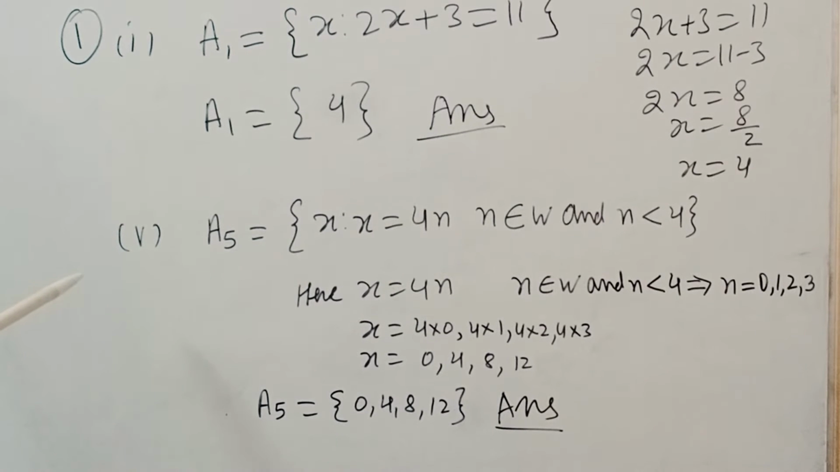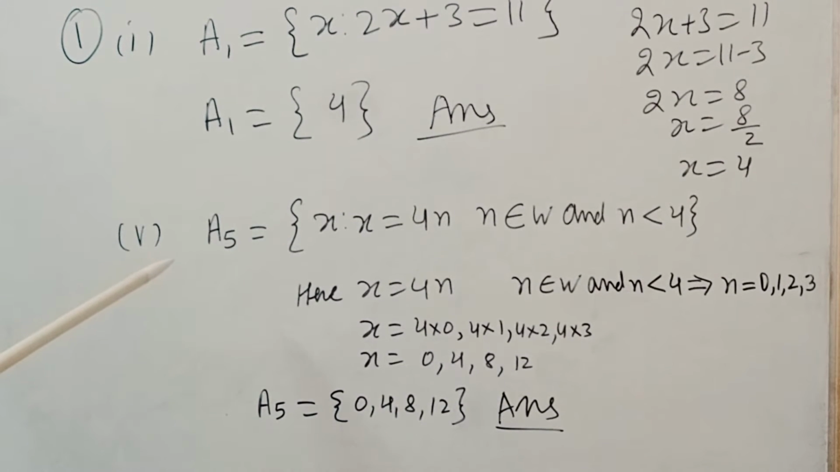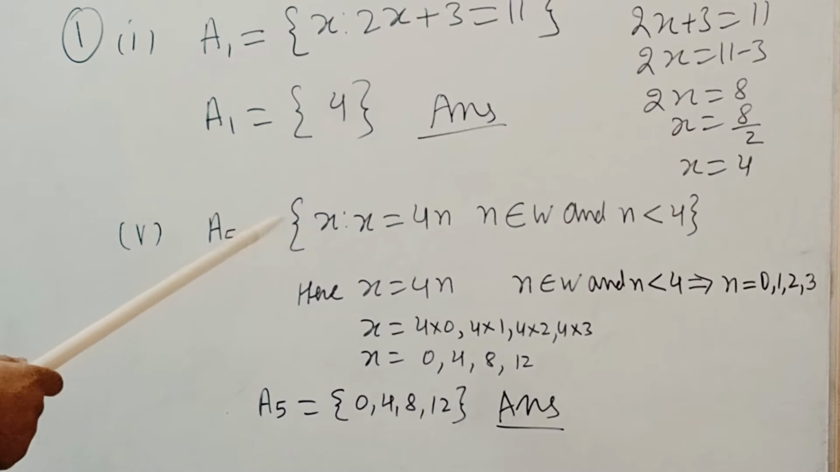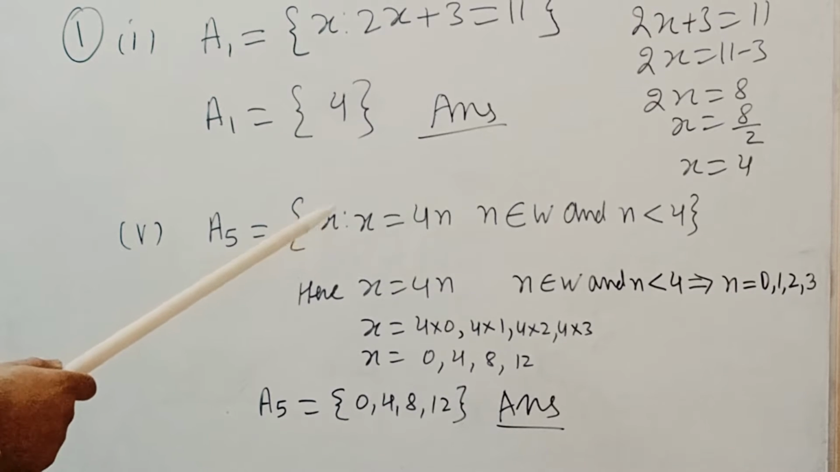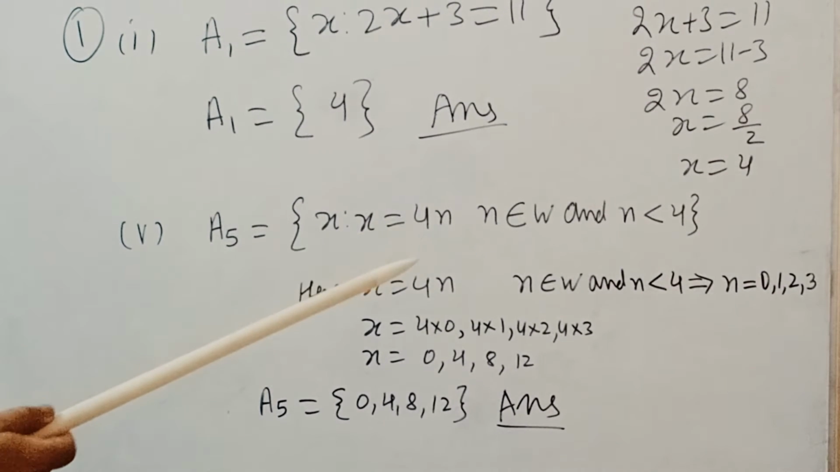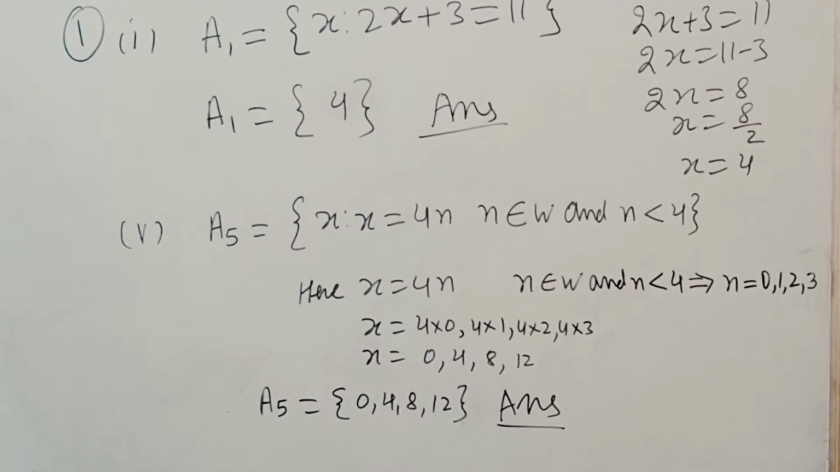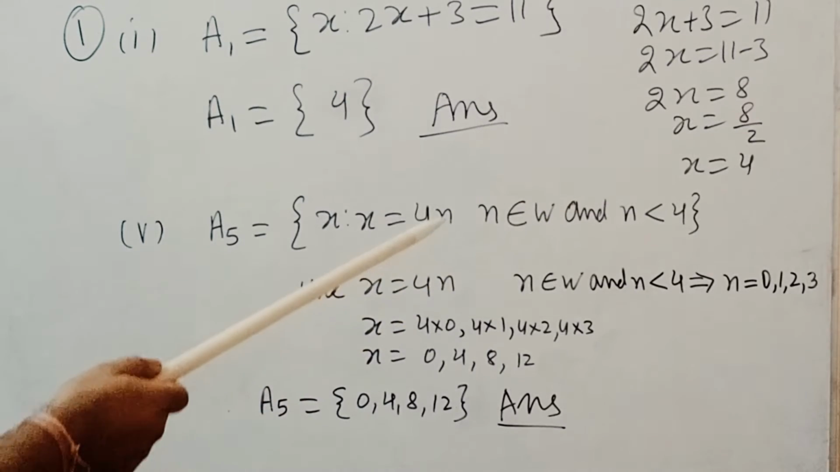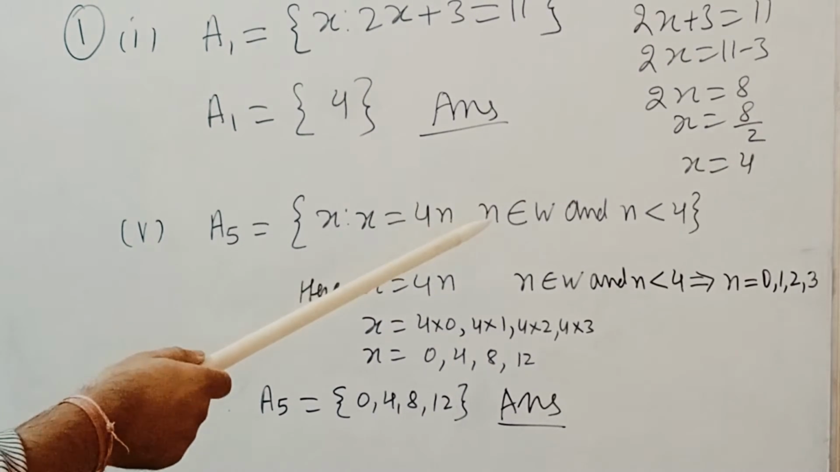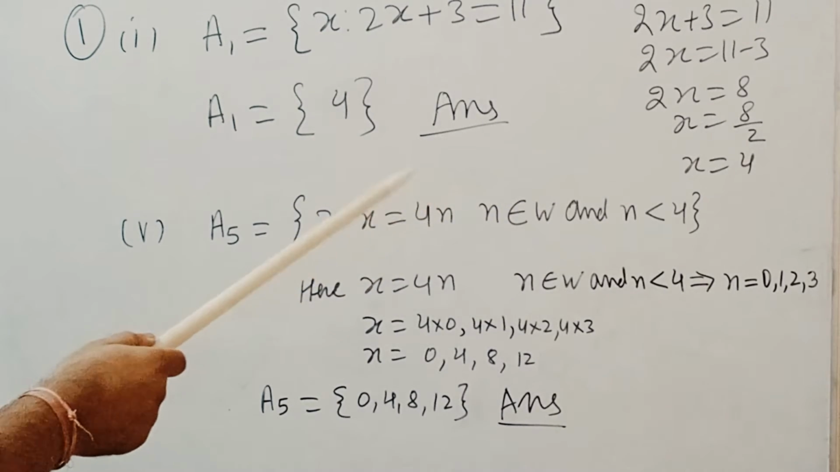Now we are taking question number 1, fifth part, in which the given set is A5, x such that x equal to 4n, and n is what? n belongs to W. W is what? W is the whole numbers. Whole numbers are 0, 1, 2, 3, 4, 5, 6. And n is lesser than 4. That is the condition. So now put the value of n.